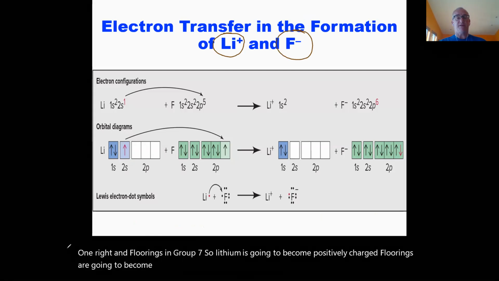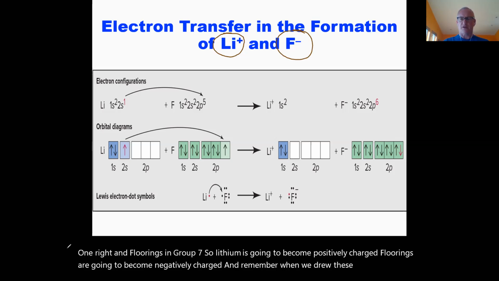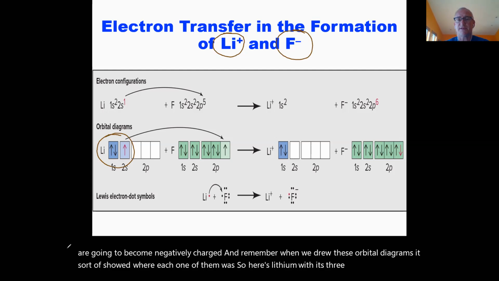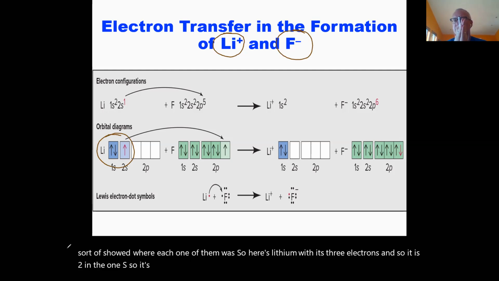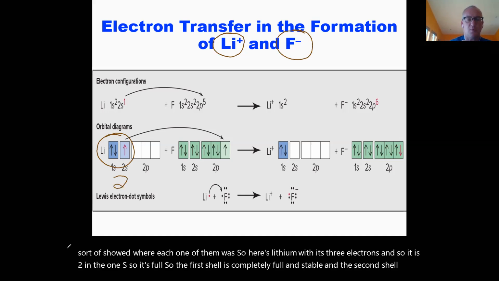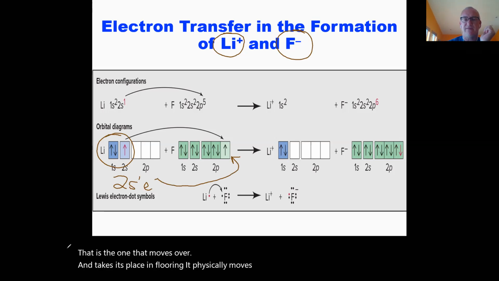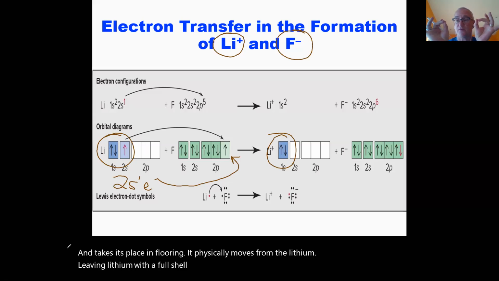And remember, when we drew these orbital diagrams, it sort of showed where each one of them was. So here's lithium with its 3 electrons. And so it has 2 in the 1s, and so it's full. So the first shell is completely full and stable. And the second shell just has that one 2s1 electron in it. That is the one that moves over and takes its place in fluorine. It physically moves from the lithium, leaving lithium with a full shell. So lithium is happy. It has a full shell.